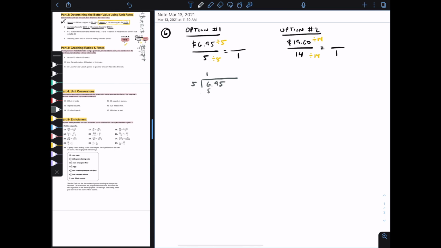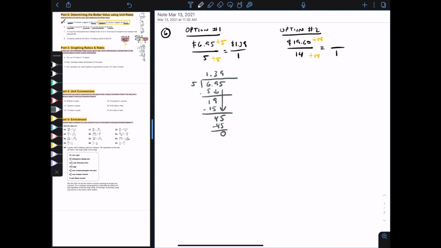It's going to go in once. It's a 5, it's a 1. $1, it's a 3, right, for 15. It's a 4, bring down the 5. That's going to be a 9. That goes in nicely. Okay, so for option 1, this is $1.39 for 1 ounce of juice. That's going to be our unit rate.